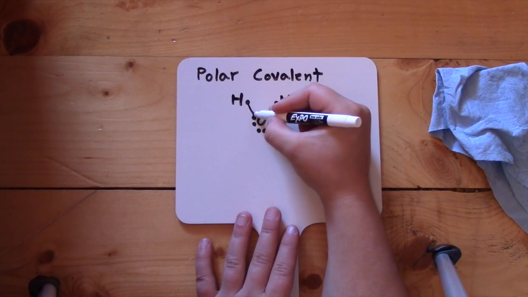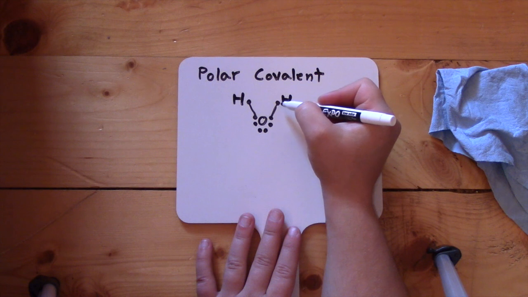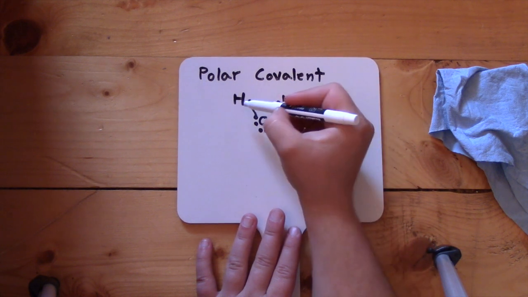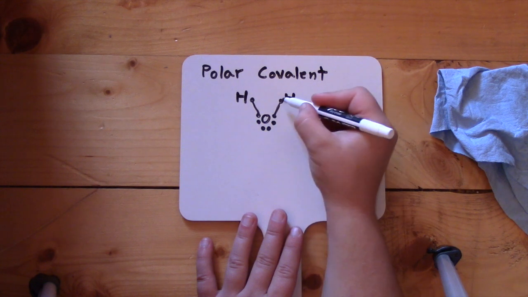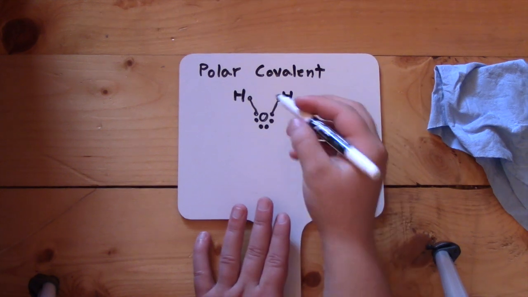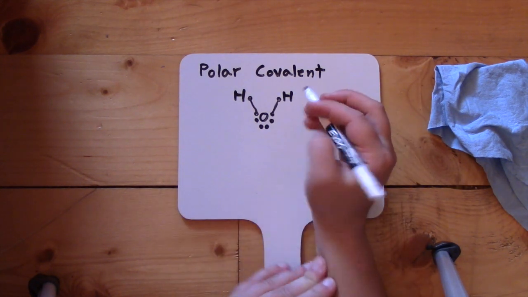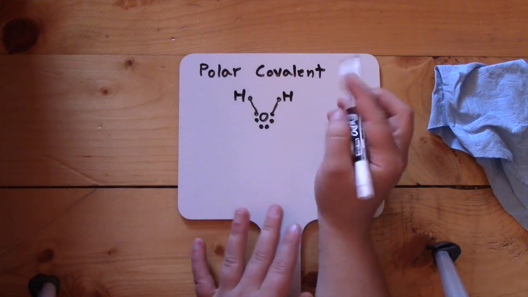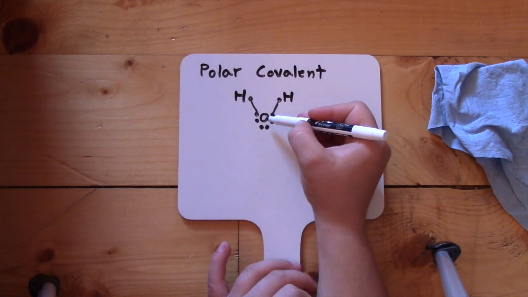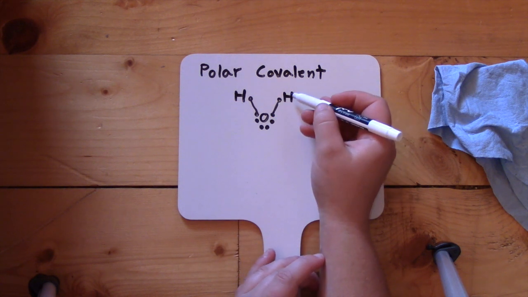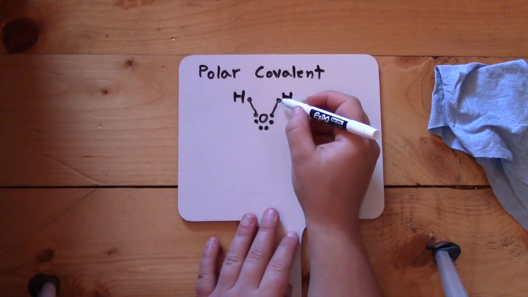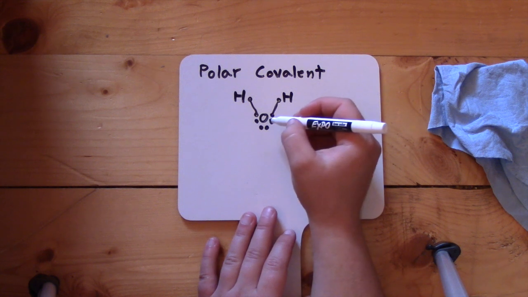Just like this and like that. Hydrogen now has 2, 1, 2. This hydrogen, 1, 2. This oxygen has its 6, 7, 8. So they're all happy. Now it looks just the same, but this oxygen has a lot stronger pull on the electrons than these hydrogens do. So the electrons stay around the oxygen longer.